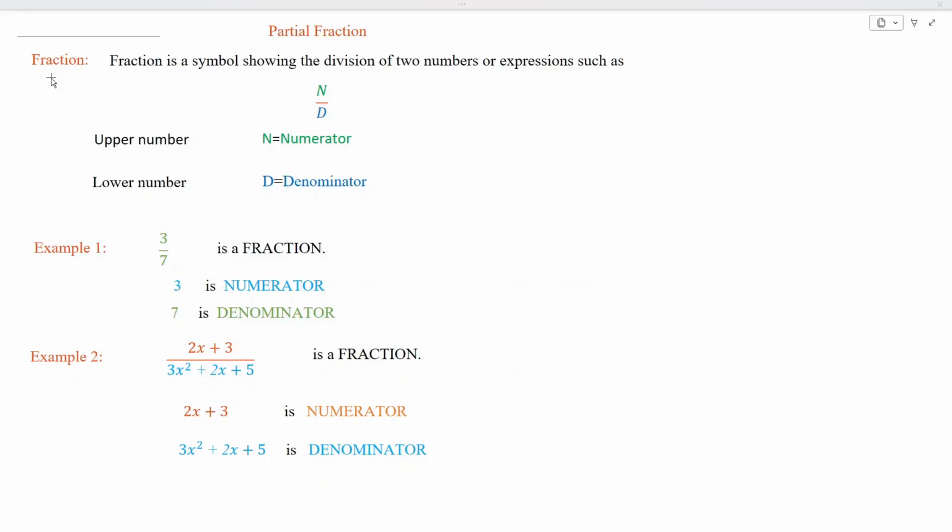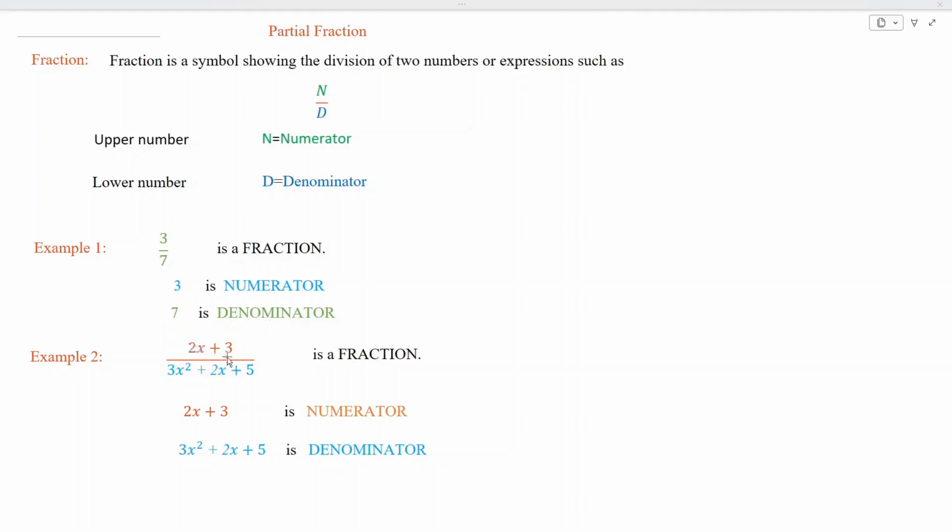A fraction is a symbol which shows division of two numbers or expressions. It is denoted by n bar d. Here the upper number n is called numerator and the lower number d is called the denominator. For example, 3 by 7 is a fraction. Here 3, which is the upper number, is numerator, and 7, which is the lower number, is called a denominator.